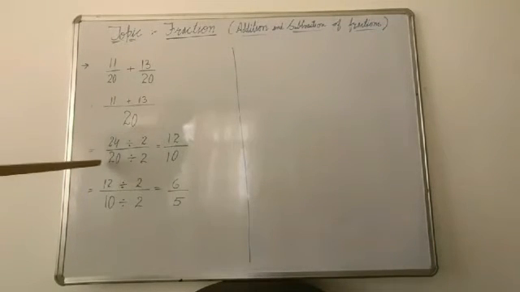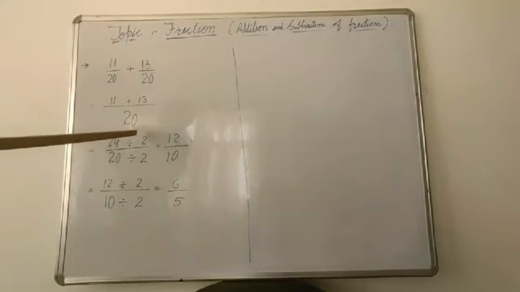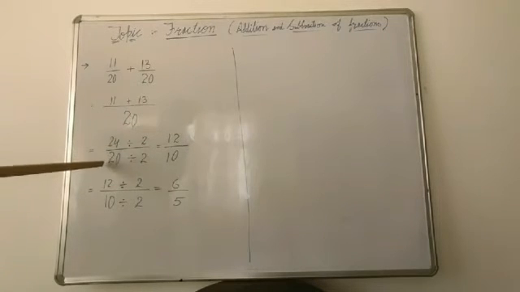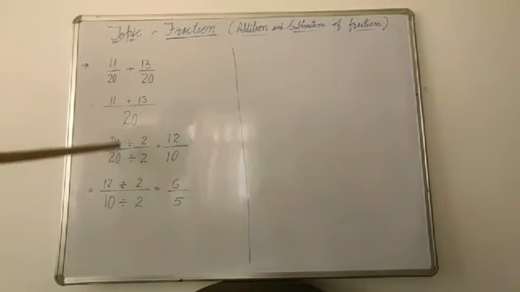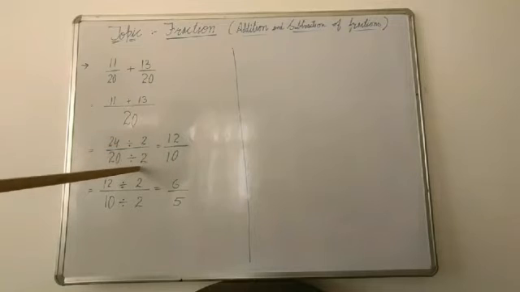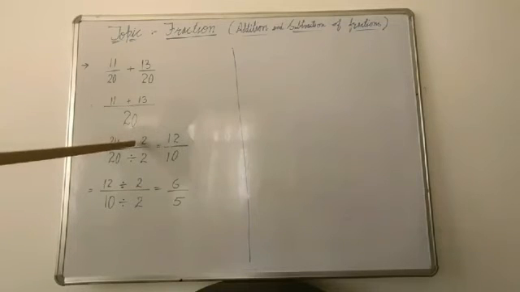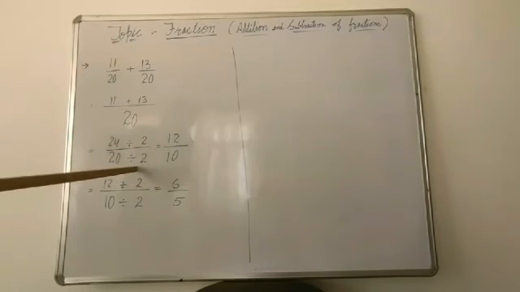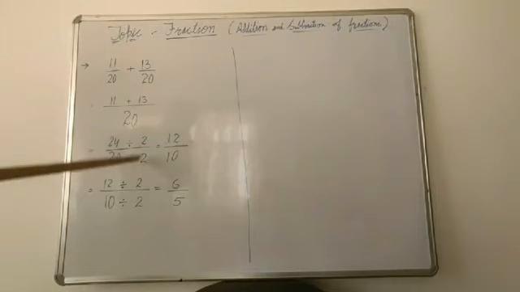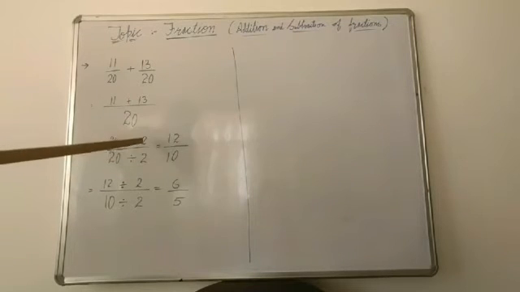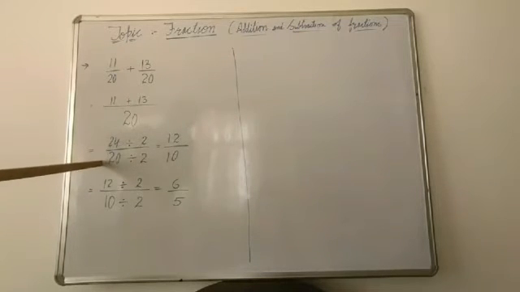Now divide 24 by 20 by the same digit. 24 by 20 is an even number, so I will divide both by 2. But remember this thing: if you have divided the numerator by 2, you have to divide the denominator by the same digit, not a different digit. Because when we cancel 2 and 2, we again get the answer 24 by 20.